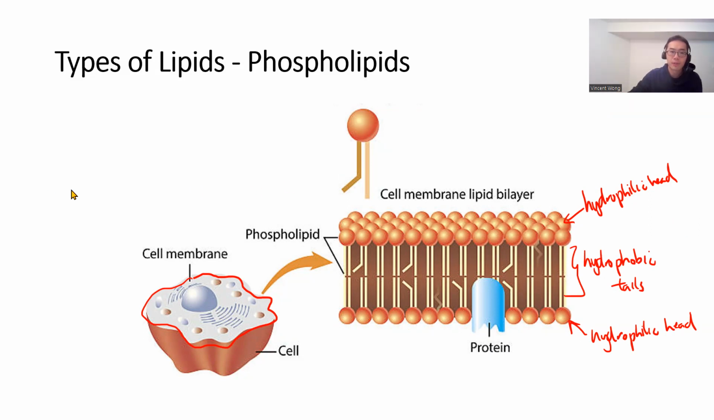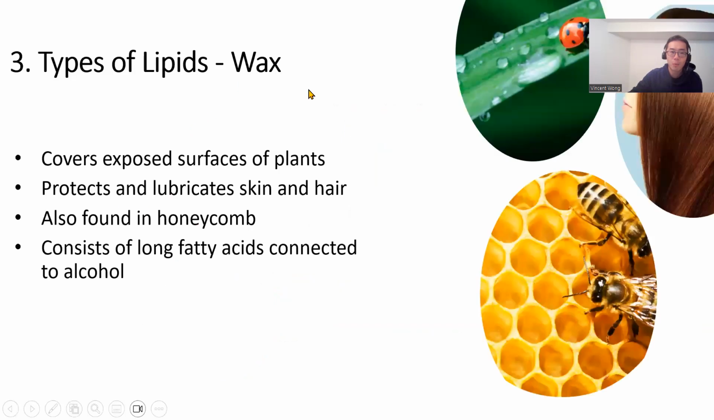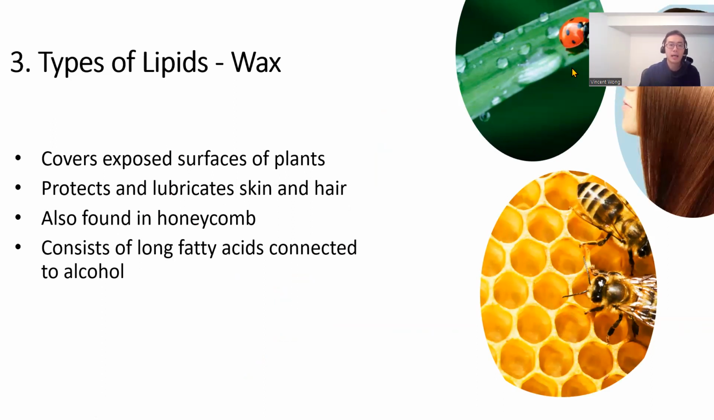Next, the third type, we have wax. So wax is basically a water repelling surface. It covers the surface of plants. That's why the water forms beads when it collects on leaves. The apples, right? The waxy coating of the apple that has some wax on it.